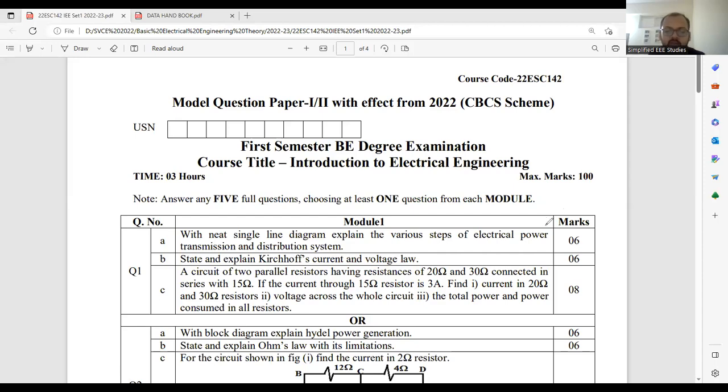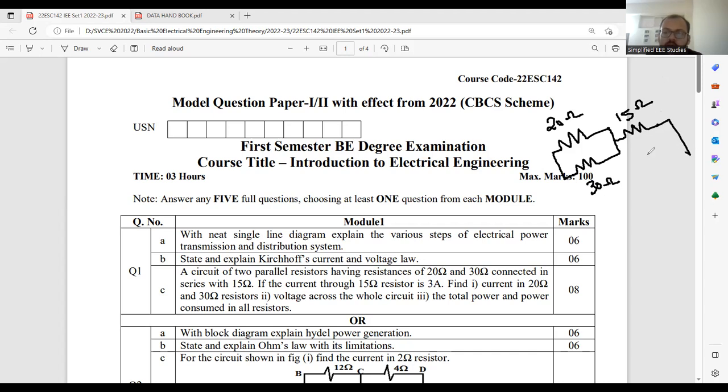Another question is a numerical example. It's related to power, then energy, then series-parallel circuits. If you know that particular concept, you can solve it very fast. Two parallel resistors having resistances of 20 ohm and 30 ohm are connected in series with 15 ohm. So what you can do is, I have drawn 20 ohm. Then you need to draw 30 ohm, right? 30 ohm. Then another resistor in series with the particular circuit, that is 15 ohm.